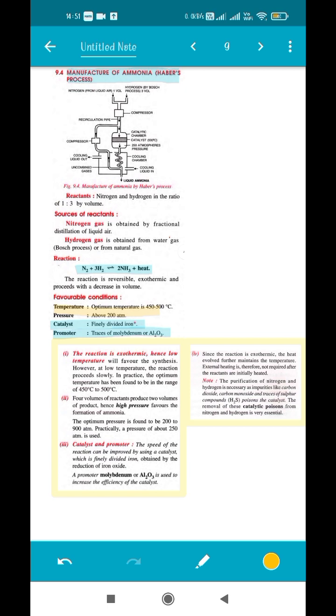So these are the conditions required for Haber's process. This is a very important process, because from here lots and lots of questions can be formed.